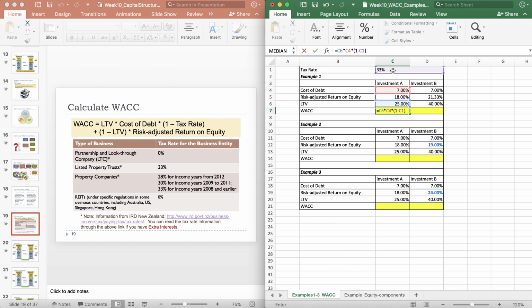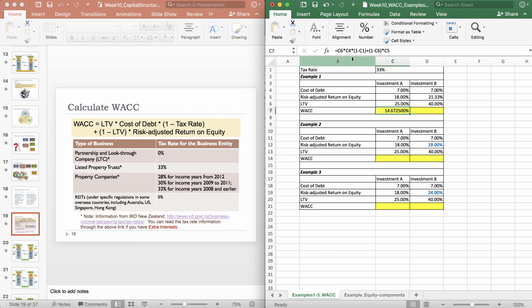Then now we have keyed in the cost component for debt. Then we need to add on the cost component for equity: parentheses 1 minus loan to value ratio, then times cost of equity or risk-adjusted return on equity.